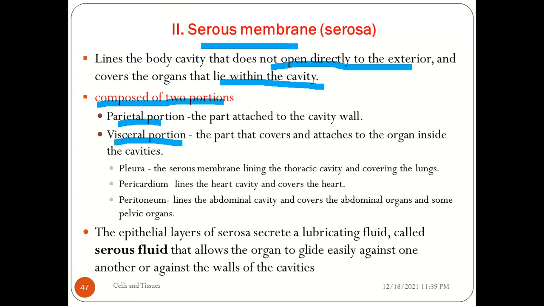The parietal portion is the part attached to the cavity wall. The other is the visceral portion, the part that covers and attaches to the organs inside the cavities. So it has two layers, parietal and visceral. Pleura is a serous membrane lining the thoracic cavity and covering the lungs. Pericardium is for the heart, and peritoneum is for the abdominal cavity and covers abdominal organs and some pelvic organs.